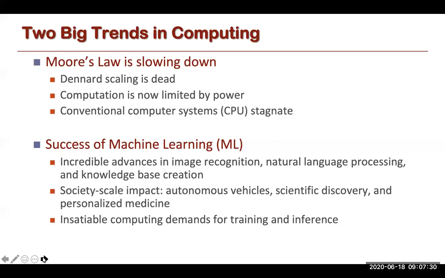But more importantly is Dennard scaling, which is the companion law, which talks about the power efficiency of the silicon technology. And that has been dead for a few generations. And so now computation is limited by power. The implication of this is that the conventional computer systems that we've all grown up with, powered by these general purpose CPUs, are beginning to stagnate. So that's the first big trend.